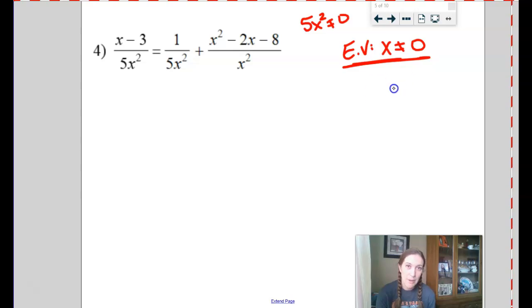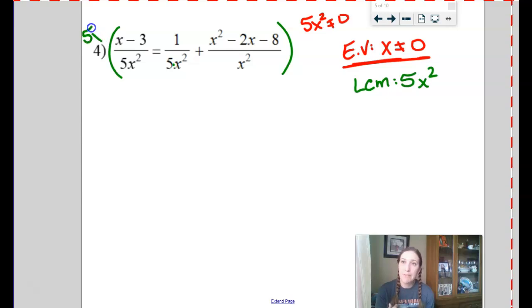So now let's talk about our LCM. I have a 5x squared. This one is the same denominator, so they already have the same thing. And then we just talked about this. The x squared is a part of the 5x squared, right? It's a component of it. So our least common multiple for our denominators would be a 5 and an x squared. So big parentheses around the whole problem.